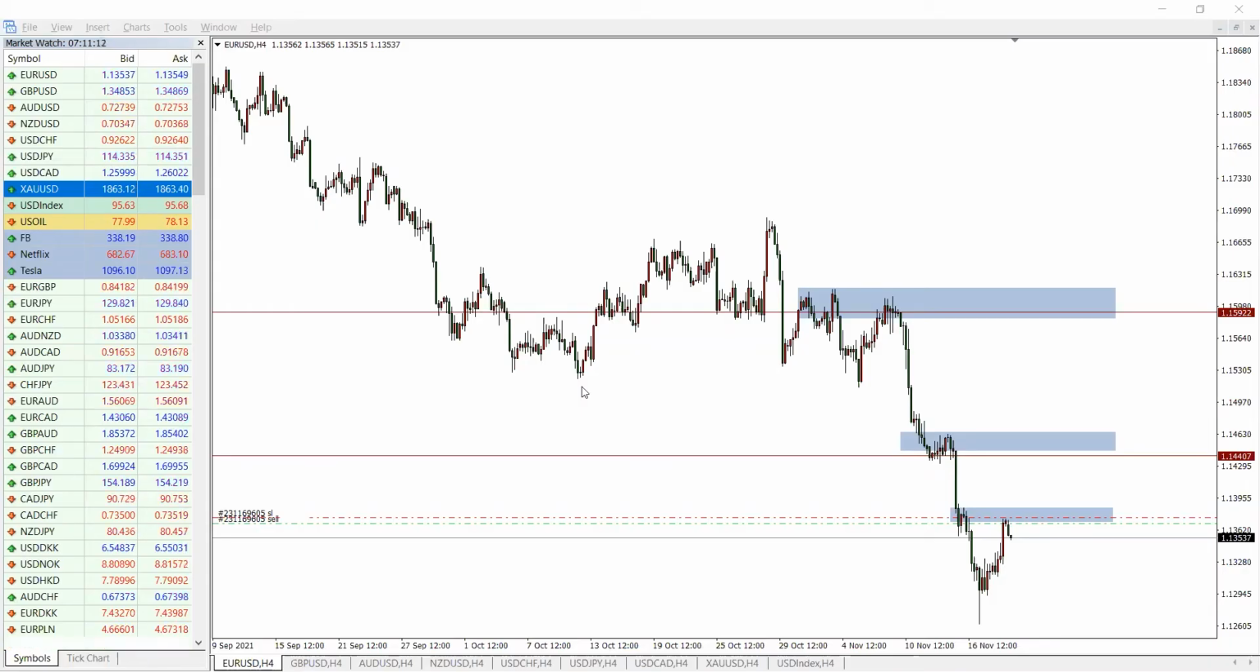Yesterday, we looked at the EURUSD and also the USDCHF based on the opposite movement most times, meaning that if the EURUSD is going up, then you should be expecting the USDCHF to be going down.